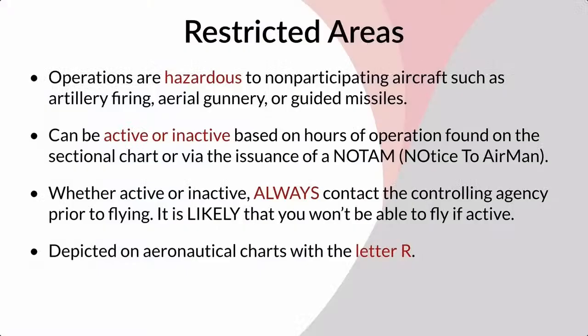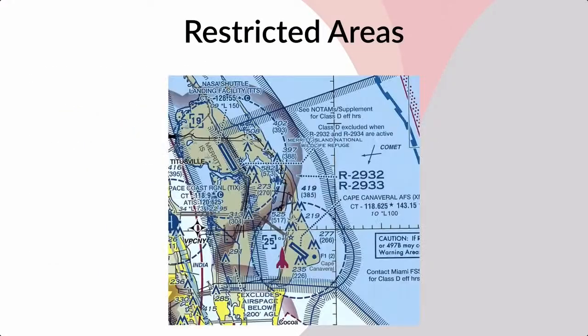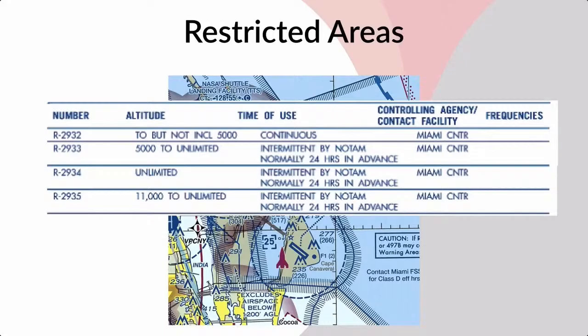They're depicted on the chart using the letter R, R for restricted. And here's an example. This is actually Cape Canaveral right here. You can see that blue dashed line right here, or hairline, I guess you can call it. That's our restricted area. Again, we can look on the side of the sectional chart and see the restricted number and what altitude they go to. And then we can also see the time of use, when they're going to be turned on, and who's controlling them.